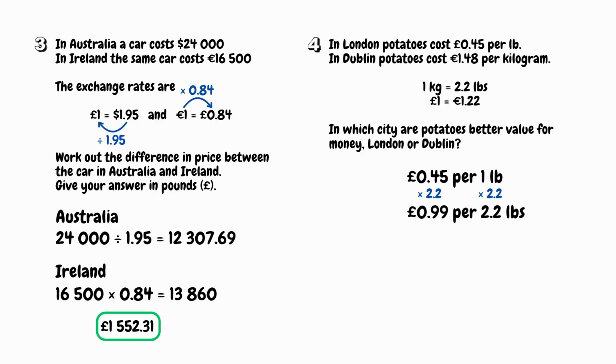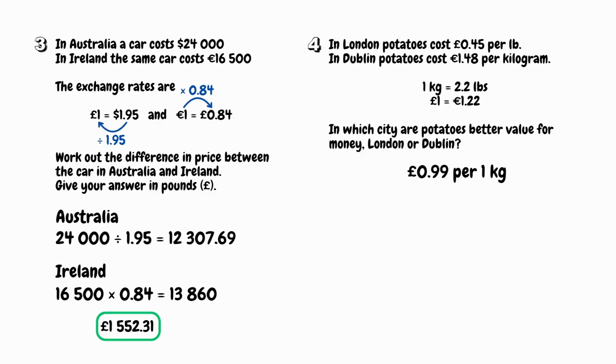So looking back at what we've just done, we've said if it's 45 pence per £1, it's 99 pence per 2.2 pounds. But we know that 2.2 pounds is the same as 1 kilogram. So we've now figured out how much the potatoes cost in London per kilogram. So we've now got the same weight unit as Dublin. They're both in kilograms, but we need the currency to be the same as well.